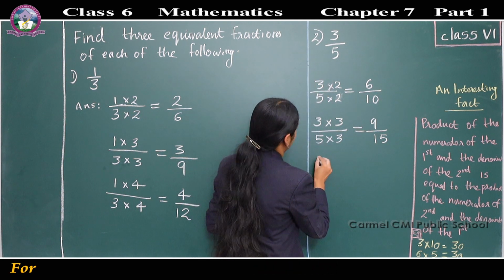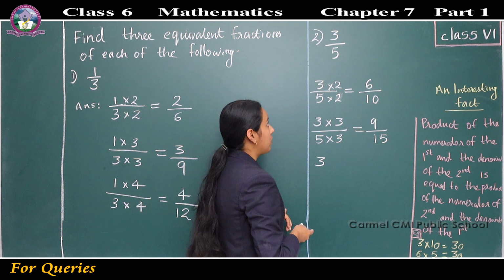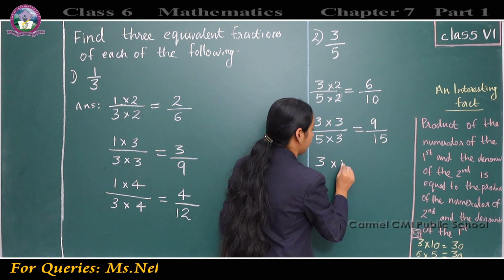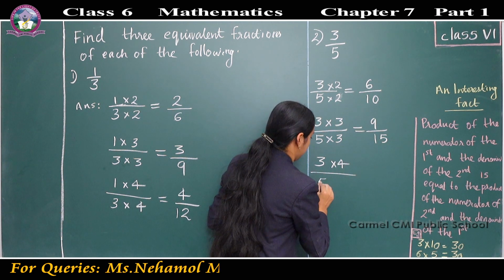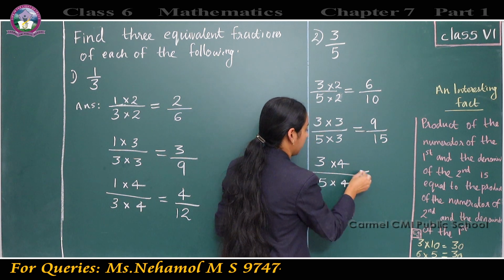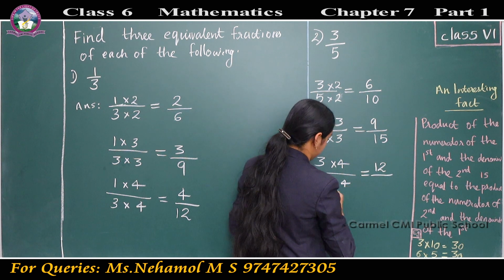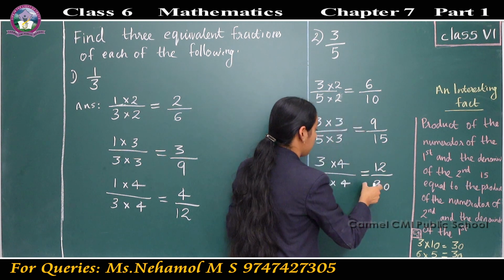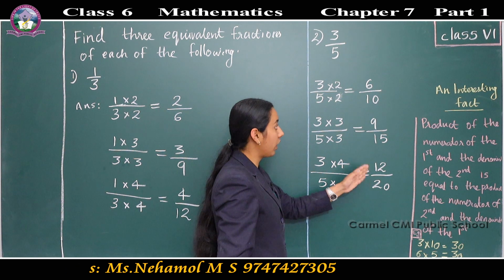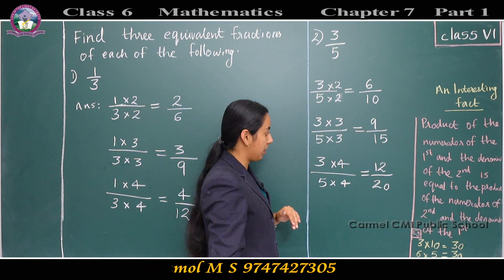One more. Multiply both numerator and denominator by 4. 3 into 4 by 5 into 4. 3 4s are 12 by 5 4s are 20. 12 by 20. This is also an equivalent fraction.